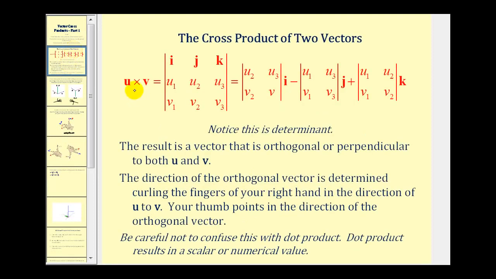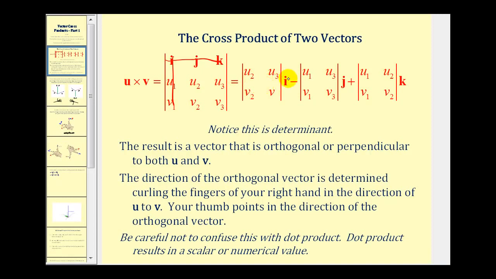To determine the cross product of two vectors, we can evaluate a 3 by 3 determinant where the first row would be the i, j, k vectors. The second row would consist of the components of vector u, and the third row would be equal to the components of vector v. There are several ways to evaluate a 3 by 3 determinant, but we'll use the cofactor expansion method, meaning we'll first eliminate row 1 and column 1. The remaining elements here will form the 2 by 2 determinant that we see here.